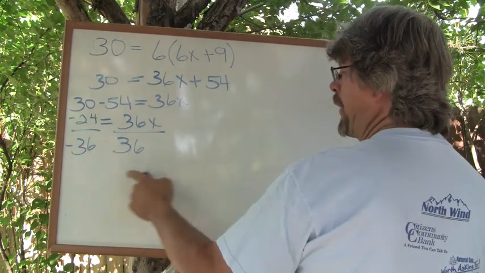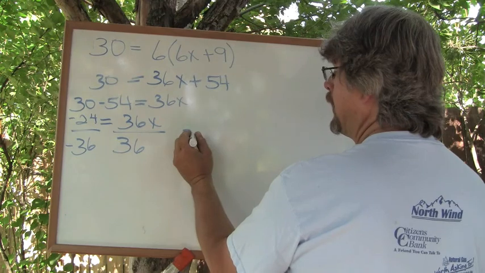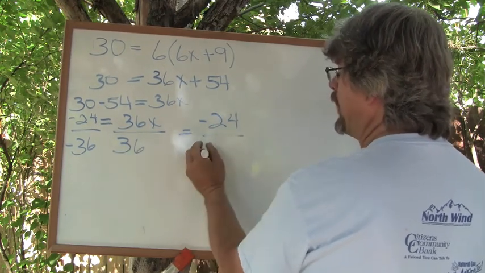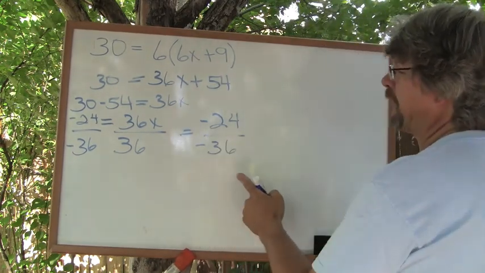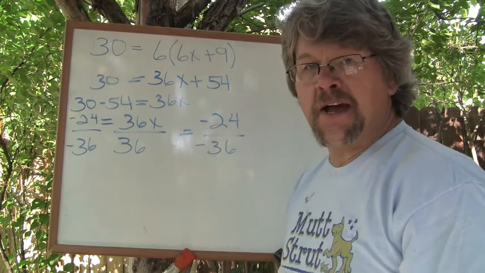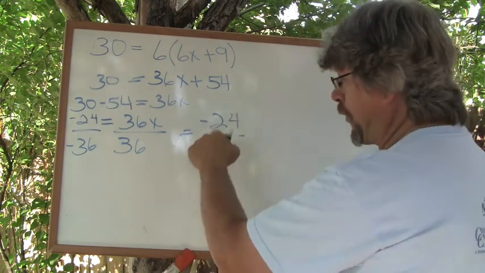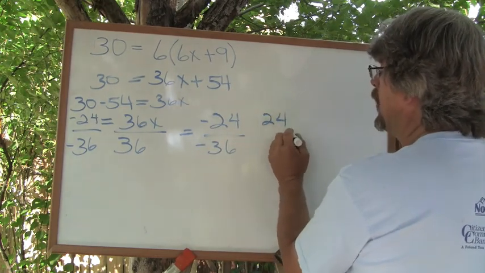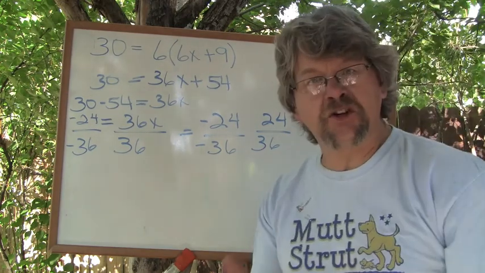Now I'm going to bring this number over here: x equals negative 24 over negative 36. It's a negative divided by a negative, so it's an even number of negatives, and this is going to end up being a positive answer. So let's just drop the negative signs to get 24 over 36. They're both even, so they can be reduced.